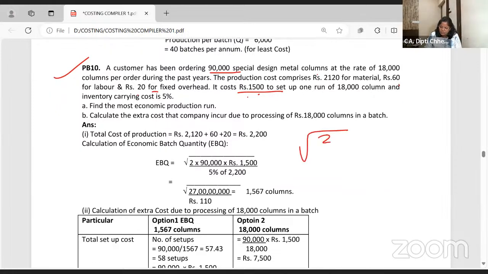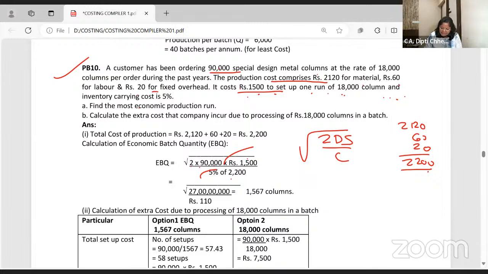S under root 2 DS by C. What is the setup cost? 1500, one run of 18,000 columns. And inventory carrying cost is 5%. 5% of what? 5% of the total cost, the production cost: 2120 for material, 60 for labor, 20. So 2,200 is the cost of the product multiplied by 5%. This is carrying cost.